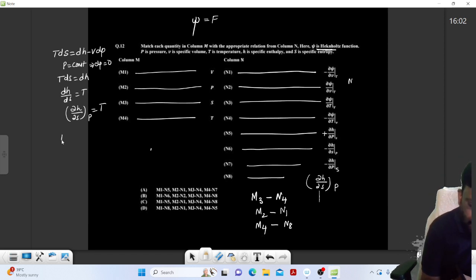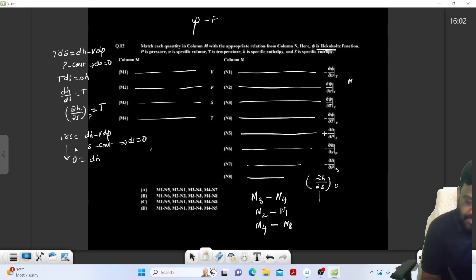Now you also know that TdS is equal to dH minus VdP. Instead of taking pressure constant, now let us take entropy constant. What do I get? When entropy is constant, dS is equal to 0. When dS is 0, ये तो 0 हो जाएगा. 0 into something is 0, so 0 is equal to dH minus VdP.